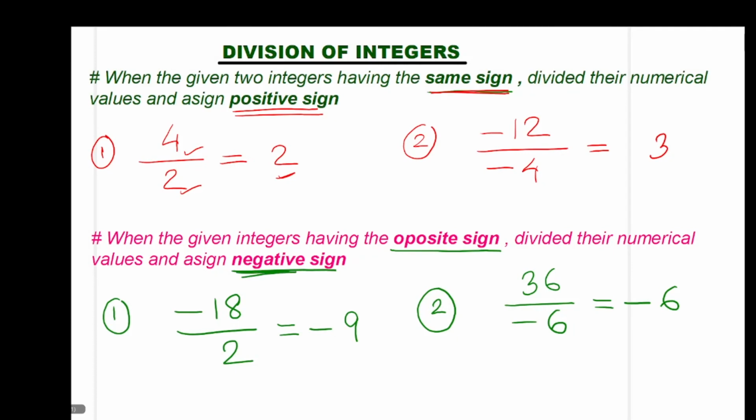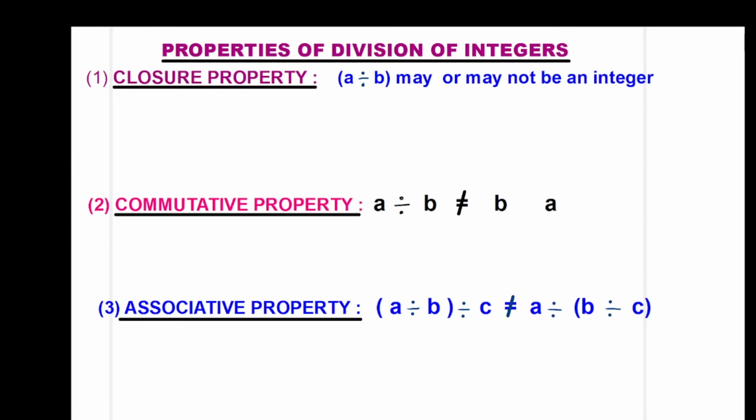Okay. Next, properties of division of integers. First one is the closure property. Here I have written that A divided by B may or may not be an integer. Suppose minus 4 is an integer and we are dividing minus 4 by 2. Then what answer will we get? Minus 2. And if we are dividing 2 by minus 4, what answer will we get?